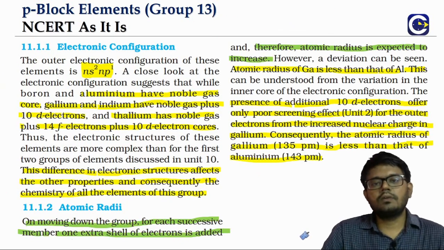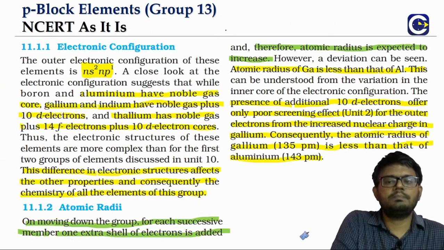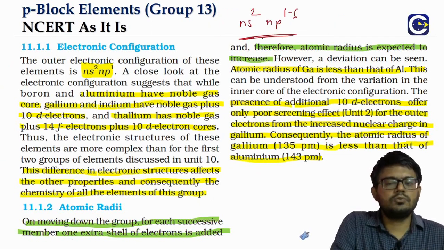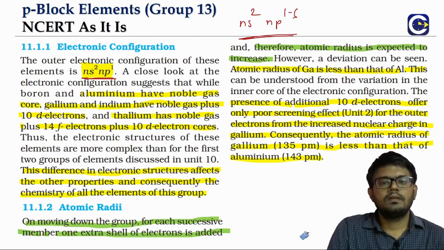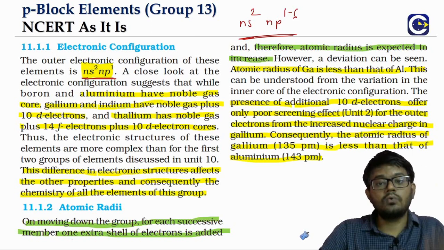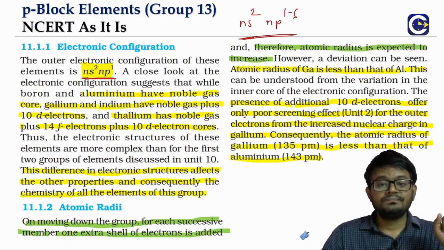Talking about the electronic configuration, as we said, all the p block will have ns2 np1 to 6. This is the first group of the p block. It will have ns2 np1. Now we are going to discuss the inner core part. We said the inner core part will be different for these elements.